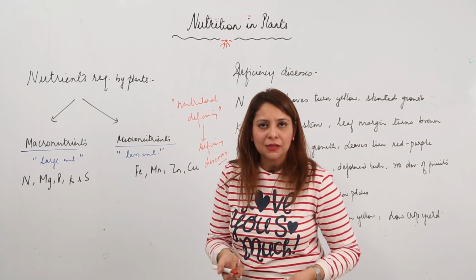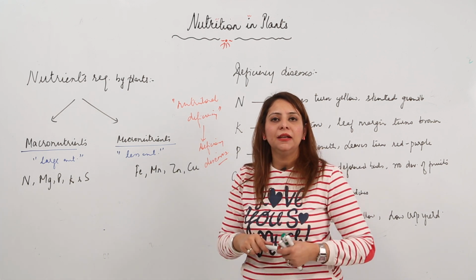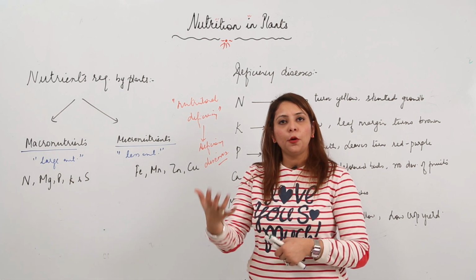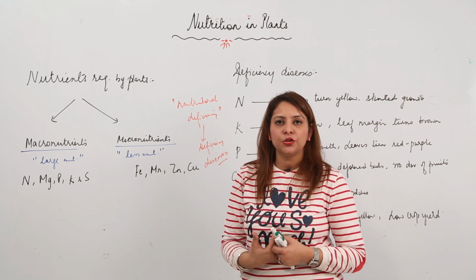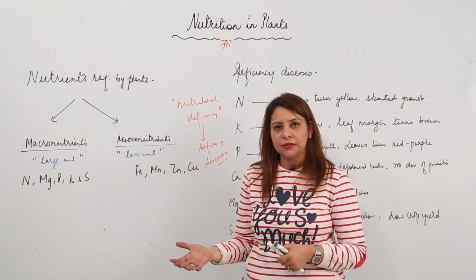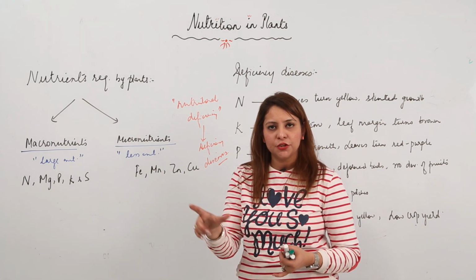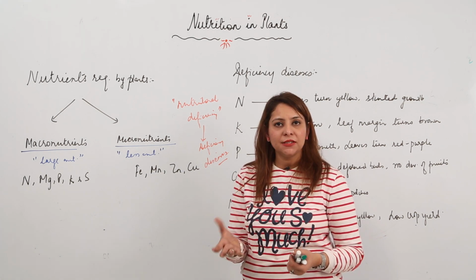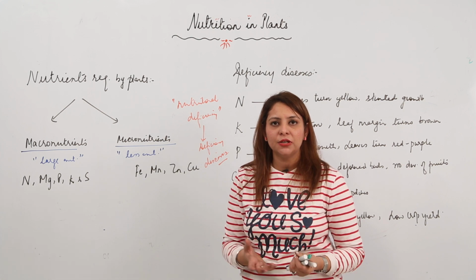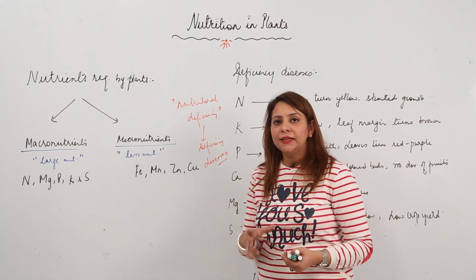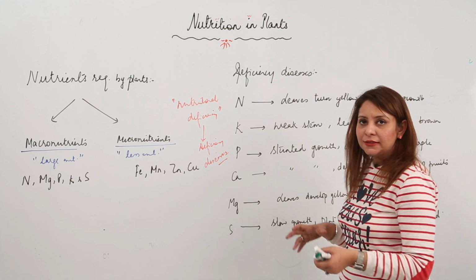It happens in us also. If we don't take a balanced diet, then there is a chance that we get a nutritional deficiency, and accordingly a deficiency disease. We know that Kwashiorkor and marasmus are PEM, that is protein energy malnutrition. Likewise we get many nutritional deficiencies. So let us see what deficiency diseases happen in plants.